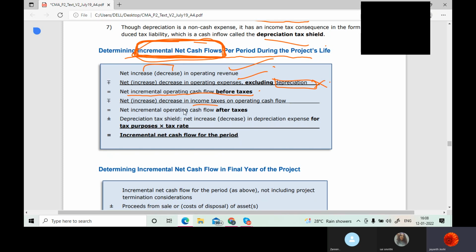You get the net incremental operating cash flows after taxes. Then the tax shield: the increase or decrease in depreciation expense for tax purposes times the tax rate. That means the difference in the tax which you paid previously and now, multiplied by the tax rate, gives you the incremental cash flow for the period.